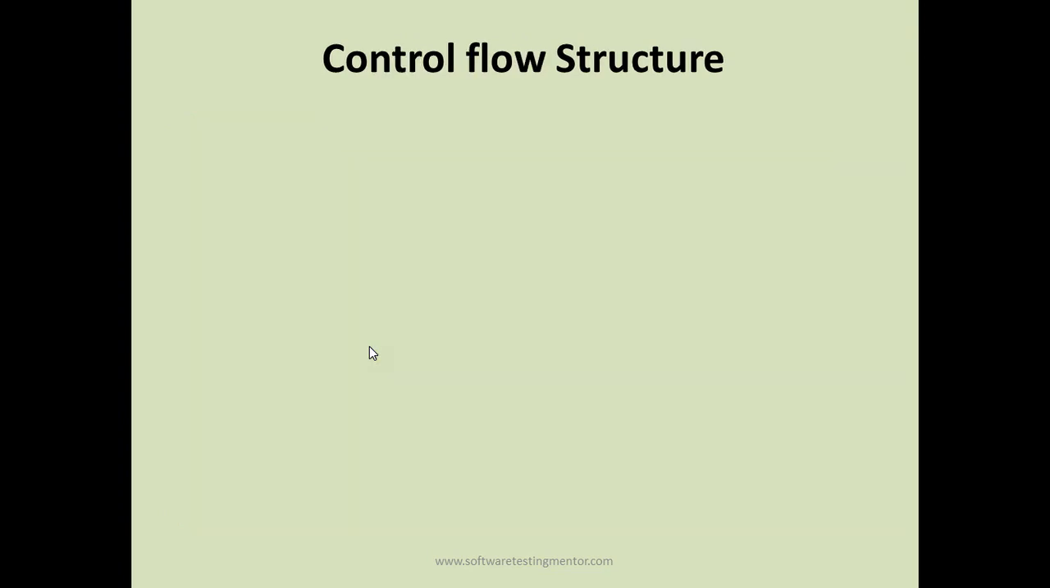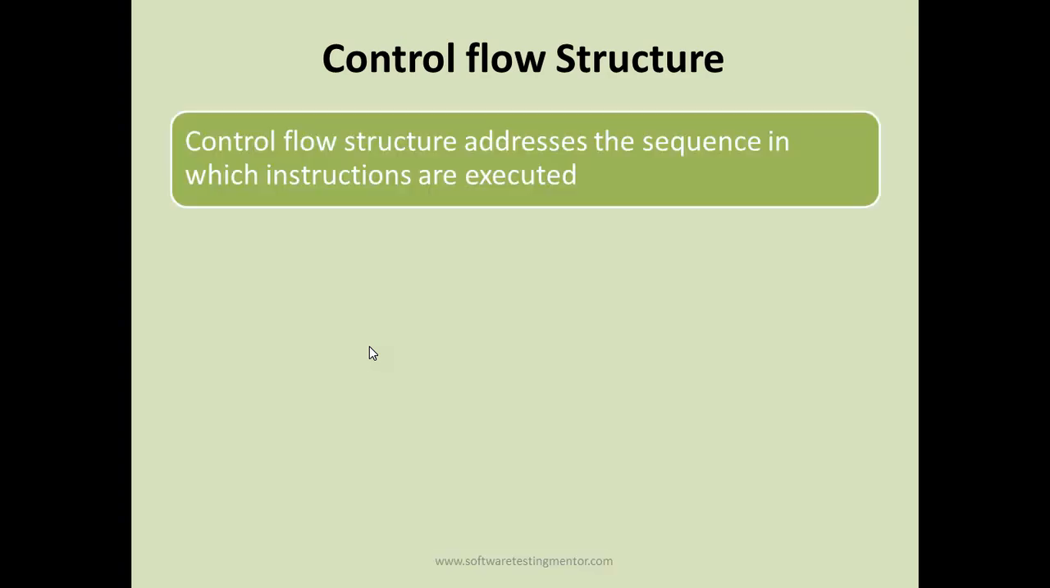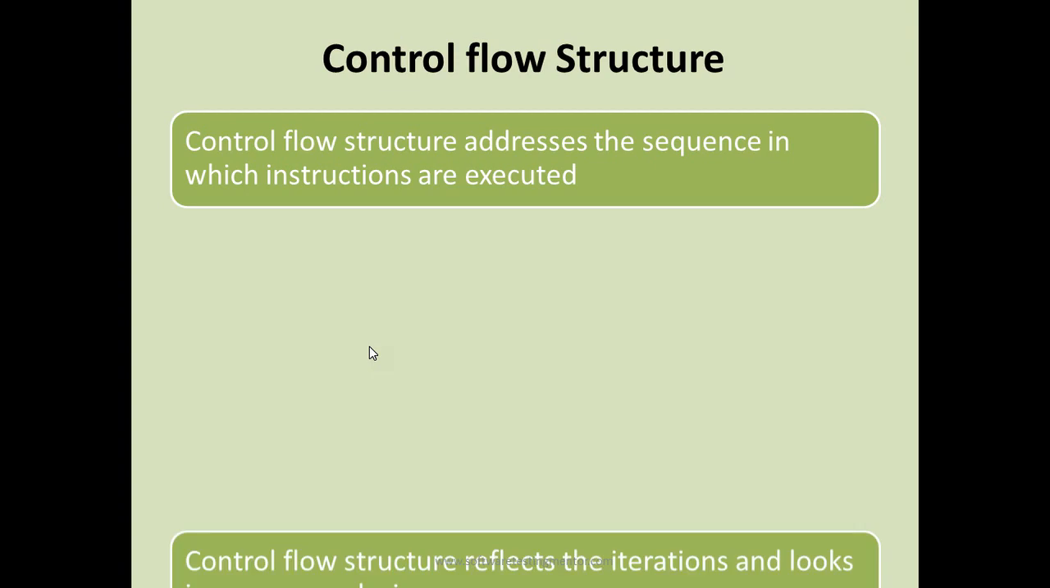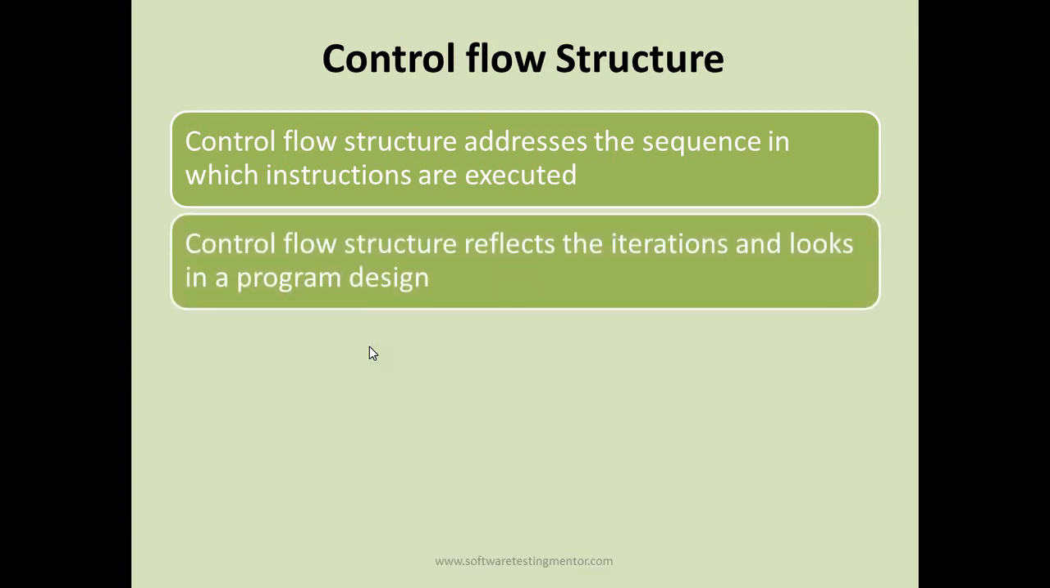So what is control flow structure? Let's understand what is control flow structure. Control flow structure addresses the sequence in which instructions are executed. So it just addresses the sequence in which instructions get executed. Then control flow structure reflects the iterations and looks in a program design. So it reflects the iterations in the code.